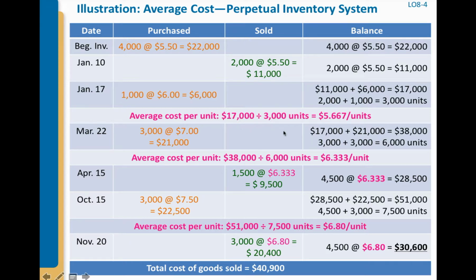Since we didn't make any sales, we never actually used this average. We recalculated again with the new purchase, and we got 5.33 per unit. And after that average, we came back and sold 1,500 more units, and we applied that cost per unit. So you can see how that goes.